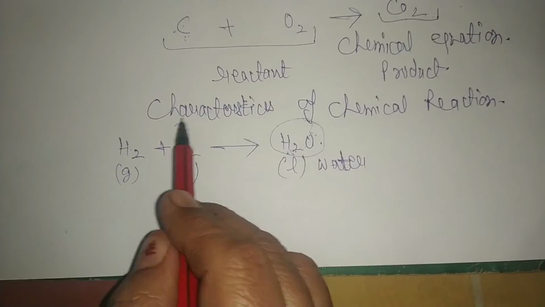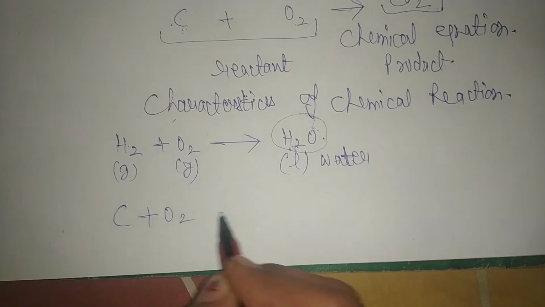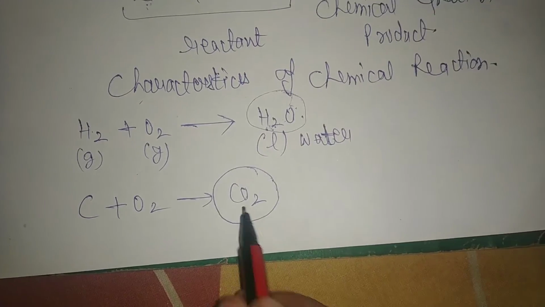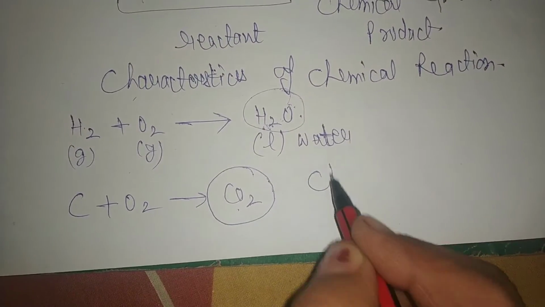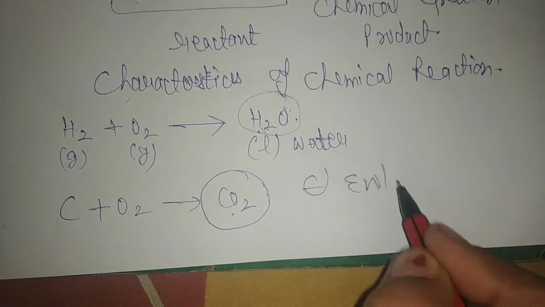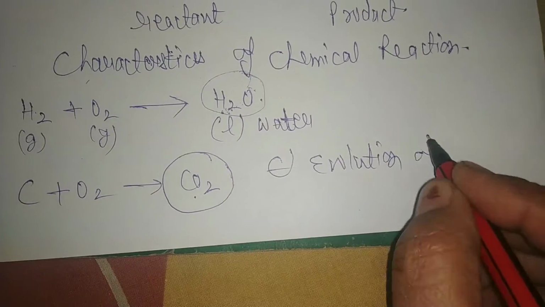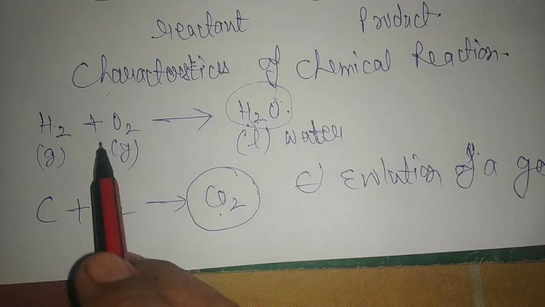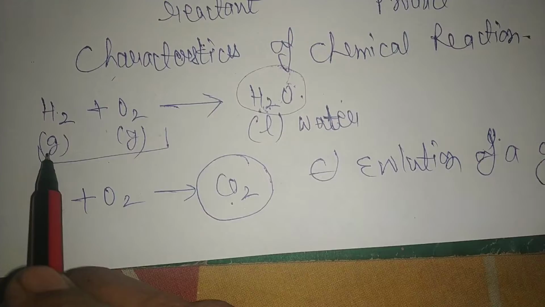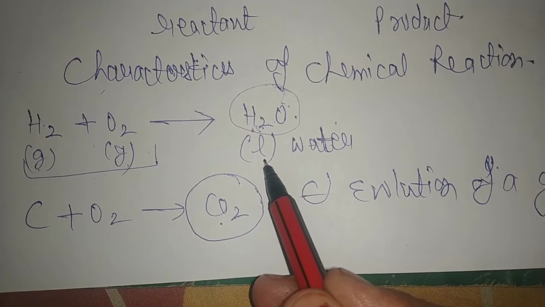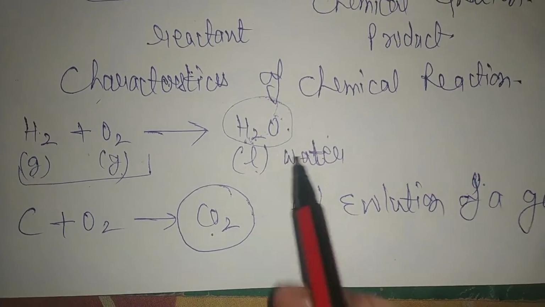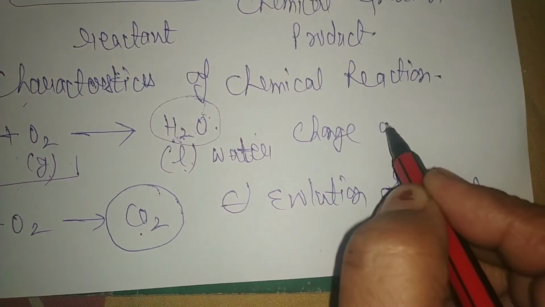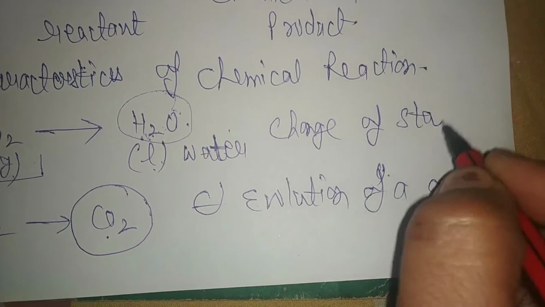Now sometimes C plus O2 gives CO2, sometimes gas is formed. So my first characteristic is evolution of a gas. Sometimes the state even changes. This is gas, but now there is a liquid. So sometimes the state changes. This is again a characteristic, change of state.